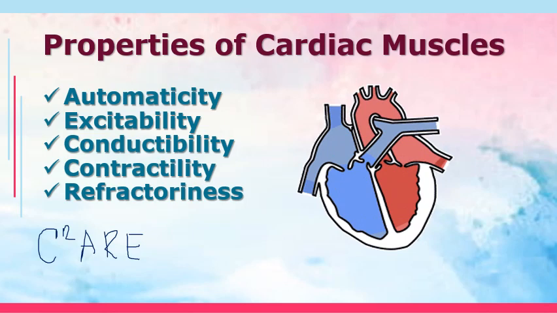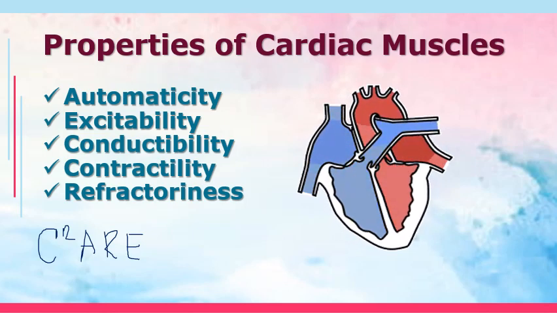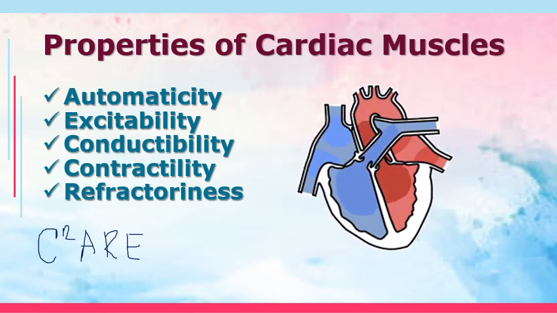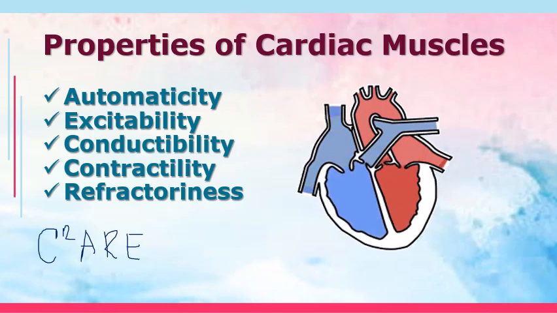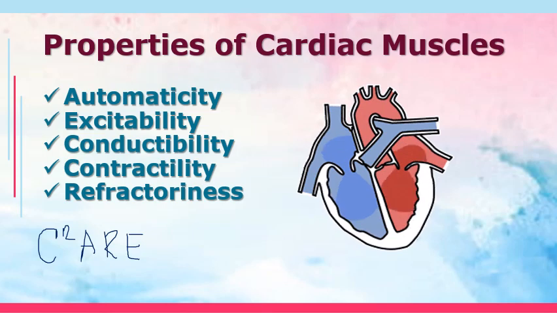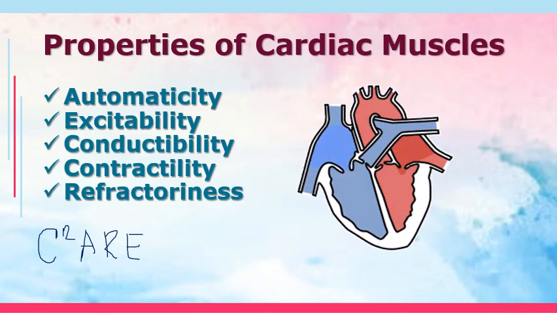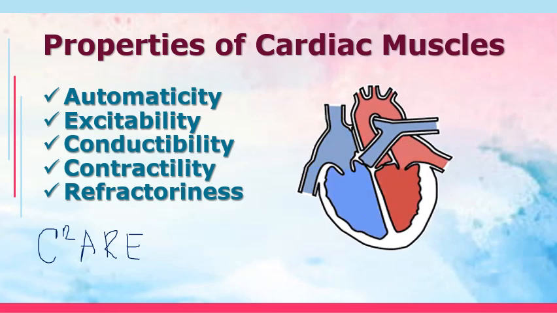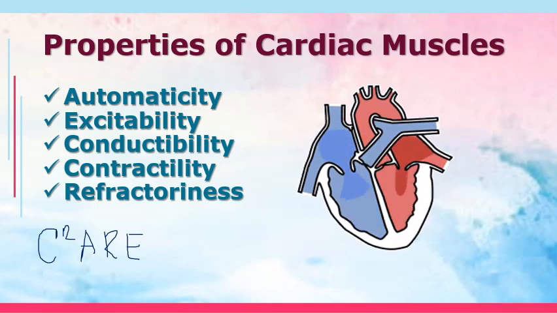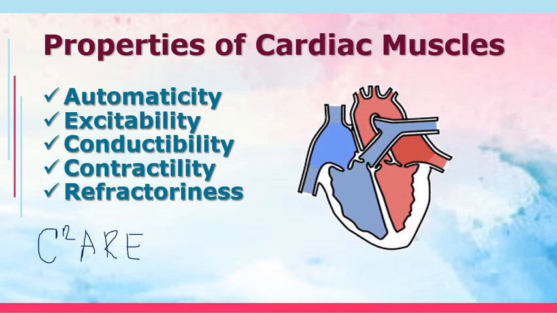Then you have conductivity. When I say conductivity, it is the ability to transmit. Remember, conduct, conduction: transmission of electrical impulses from one cell to another. That's why it's referred to as conductivity. Then you have contractility. Contract, meaning it is the tension. Contraction is equal to tension. It is the tension developed and the velocity of shortening of your myocardial fibers. The shortening of your myocardial fibers would also determine the strength of your contractions.